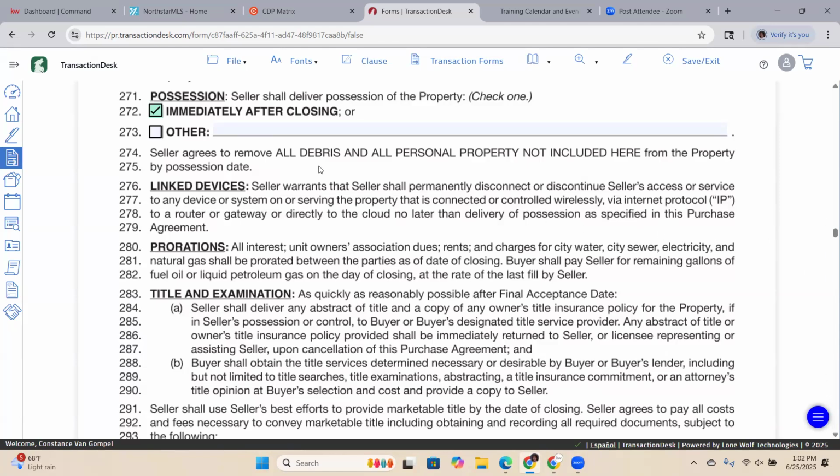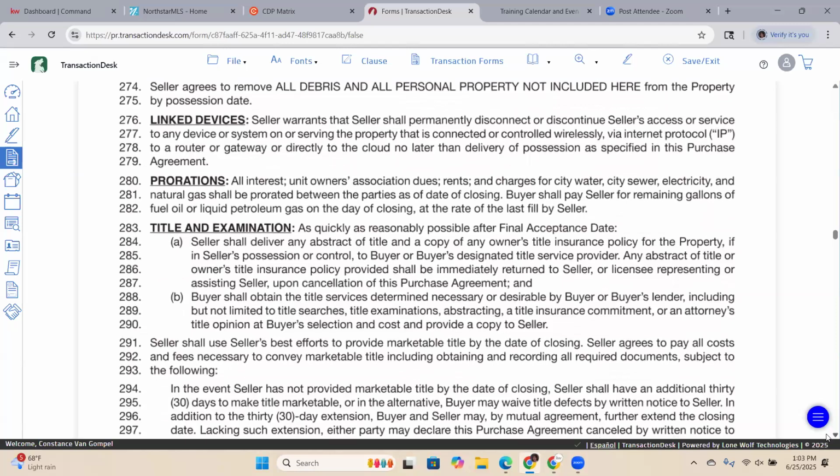And here it says that the seller will agree to remove all the debris and personal property not included from the property by the possession date. So if you have 48 hours, they have 48 hours to get all that off. If they leave stuff, technically it's owned by the buyer. I think a lot of buyers are nice and let people come back and get their stuff. I can tell you a story about the last time I moved. They could have kept my grill.